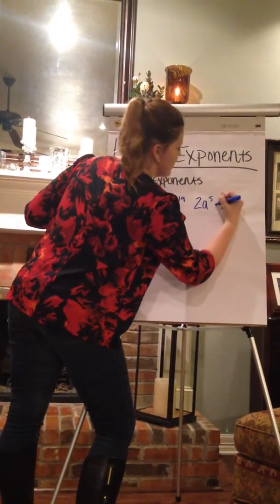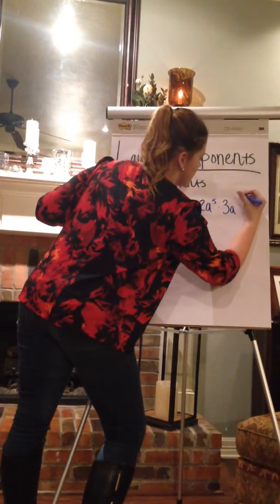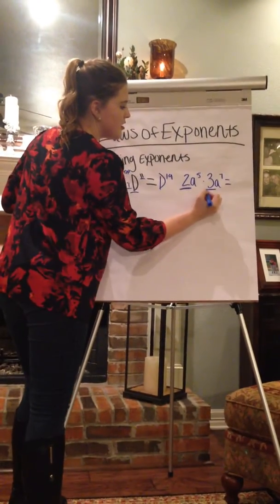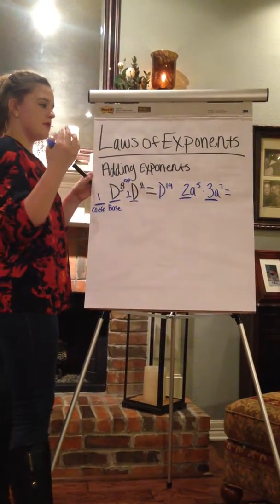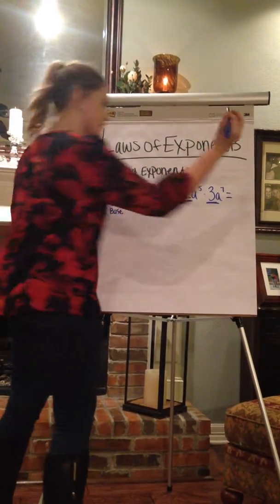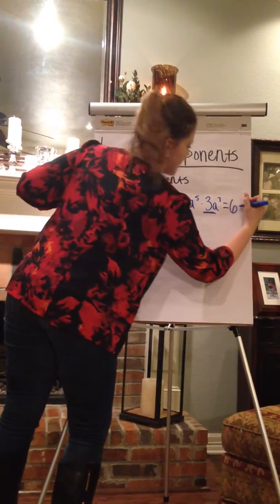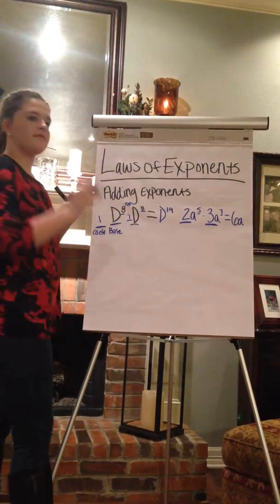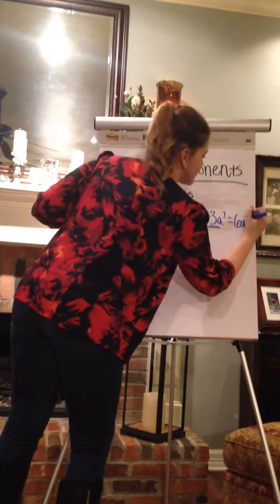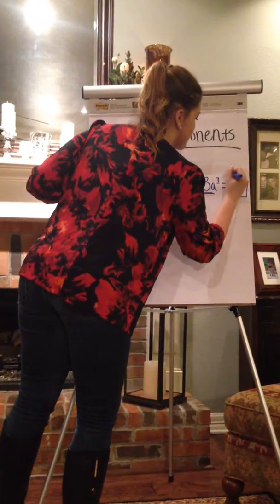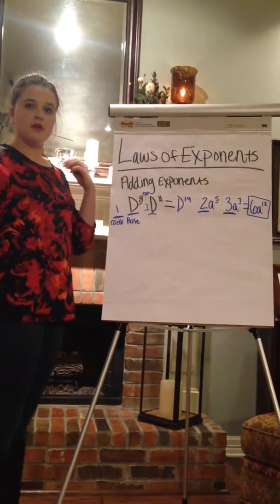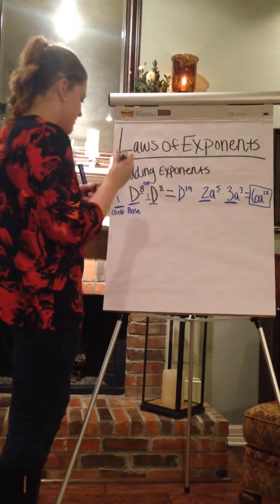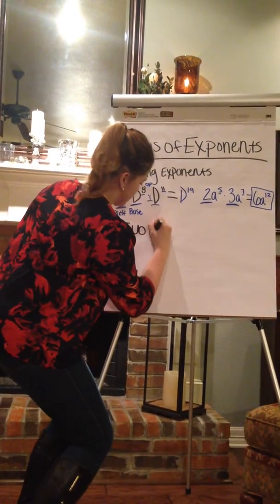2a to the 5th times 3a to the 7th. So you see your coefficients right here, you multiply them. So 2 times 3 is? 6. And you take the base over, and so now you add the exponents. So 5 plus 7 is? 12. So your answer is 6a to the 12th. Pretty easy? Our next topic we will be discussing is subtracting exponents.